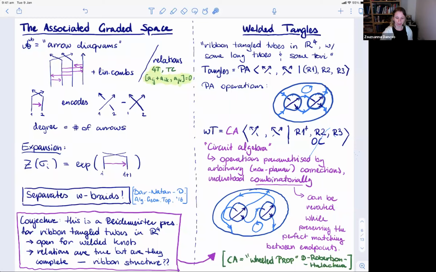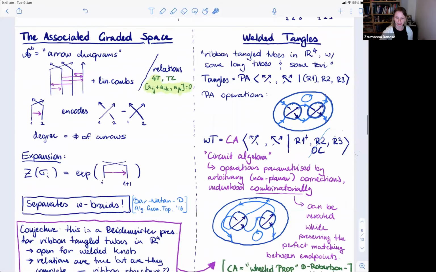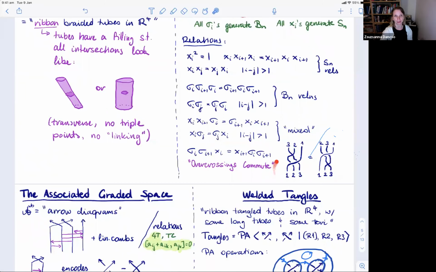So the way it goes is that you take the overcrossing, take the undercrossing, combine them in all possible ways, not necessarily planar. So you could have these, what people call virtual crossings, appearing in the picture, just coming from the connection diagrams. And then the relations that you mod out by are just the usual Reidemeister relations and this overcrossings commute relation, which is the same as what we had for braids.